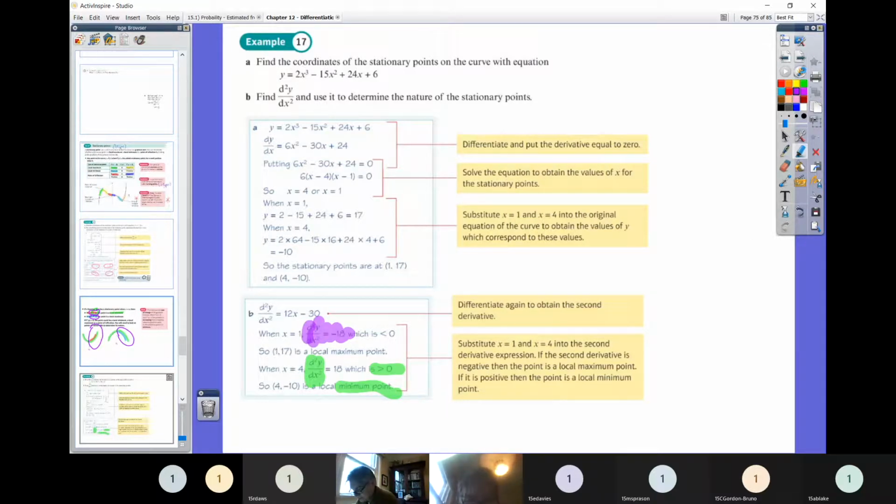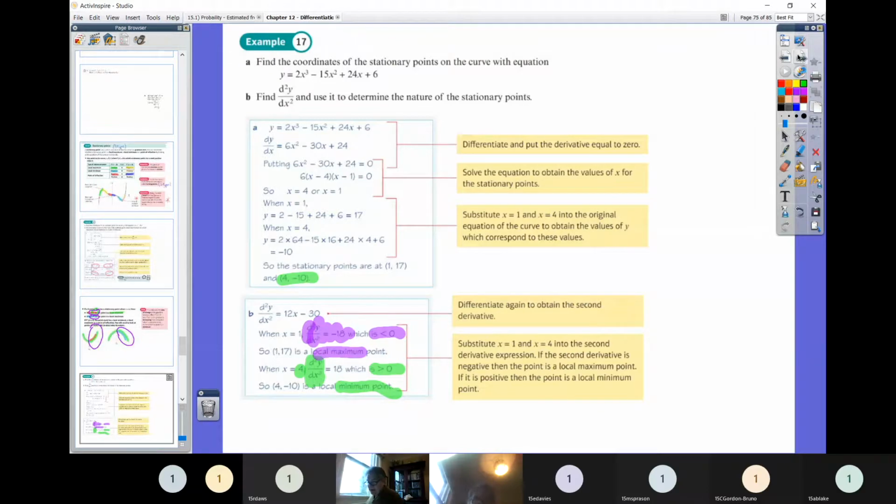We got a negative number, negative 18. That is less than 0. Therefore, the coordinate 1, 17 was a local maximum. And then our second stationary point that we've worked out at the top, the second one was 4, minus 10. Substitute the 4 into the second differential. We got a value of 18. Clearly 18 is greater than 0. Therefore 4, minus 10 is a local minimum point.